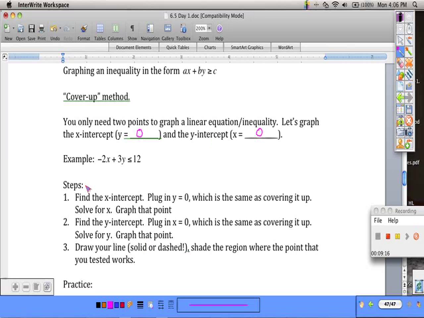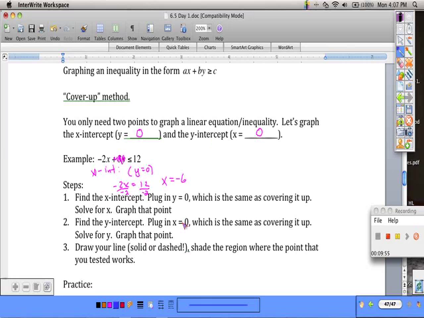So what we're going to do to graph this is find the x-intercept. We're going to plug y equals 0 in there. To find the x-intercept, we're letting y be 0. So we essentially ignore that y term because 3 times 0 is 0. So we have negative 2x, and I'm going to let this just equal 12 to find the x-intercept. Now I can divide both sides by negative 2. The x-intercept is negative 6.